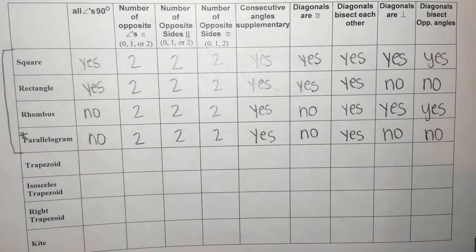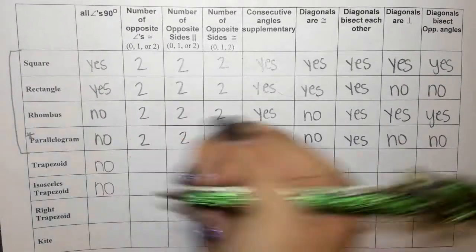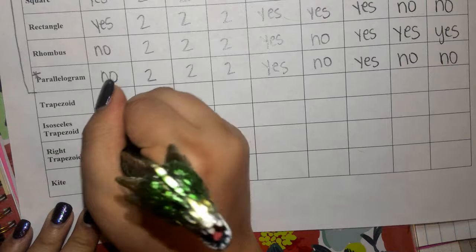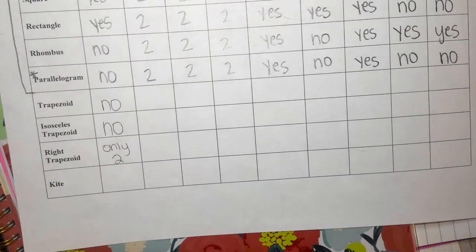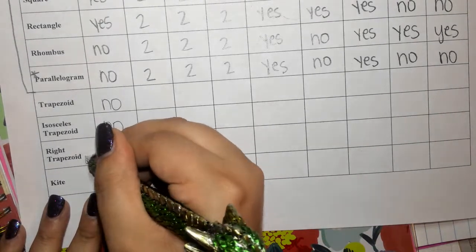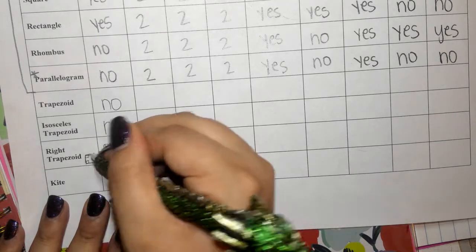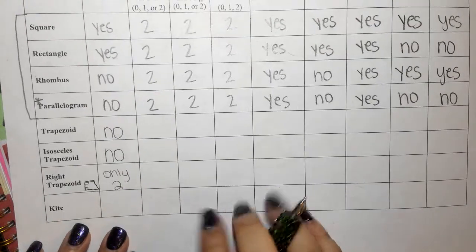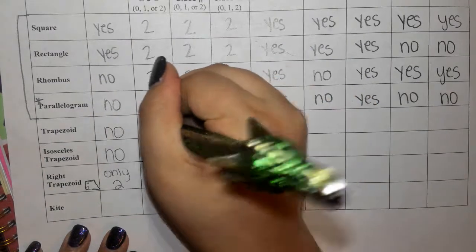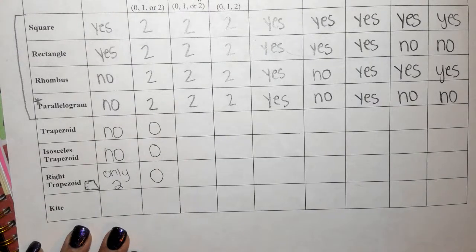For a trapezoid, are all angles 90? No. What about for an isosceles trapezoid? What about for a right trapezoid? Okay, for a right trapezoid, no, but only two are. And for a right trapezoid, it's two of them because remember they have to be supplementary. So if one of them is 90, then the other one has to be. Okay? Number of opposite angles congruent. 0 for all of them. Remember, opposite means across from. None of them are going to have congruent opposite angles.